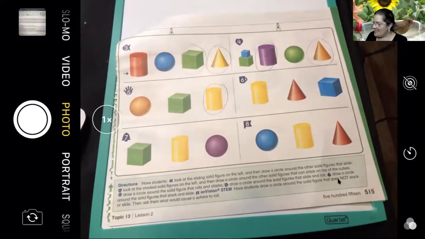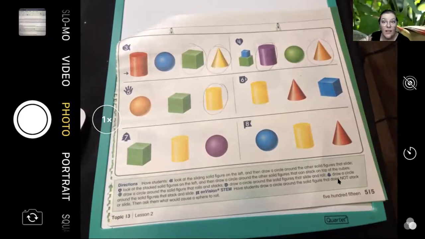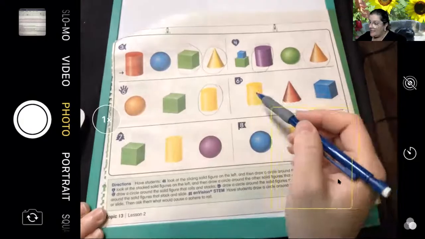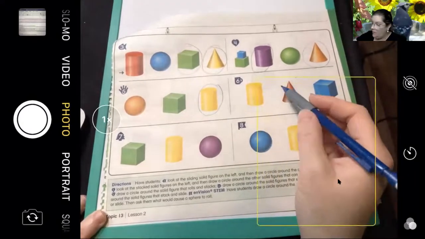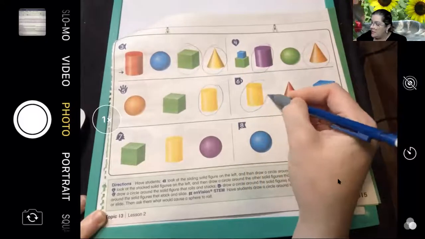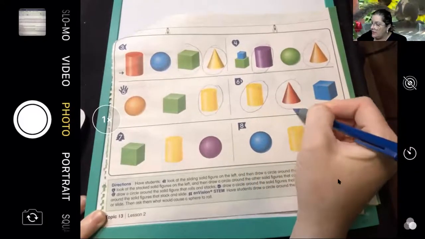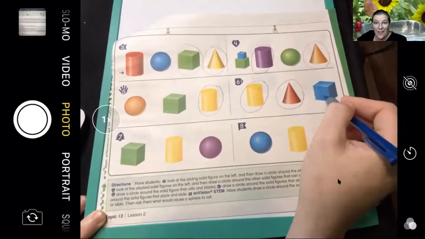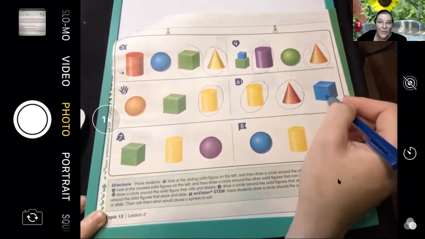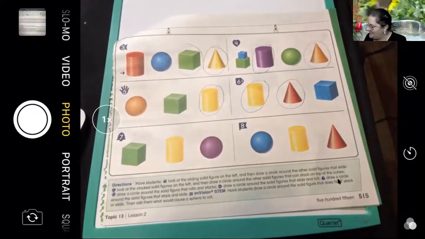Here we go. Number 6, draw a circle around the solid figures that slide and roll. It wants us to pick 2. So which one of these slides and rolls? Well, this one slides and rolls. And this one, the cone, slides and rolls. Does the cube slide and roll? No, it only slides.